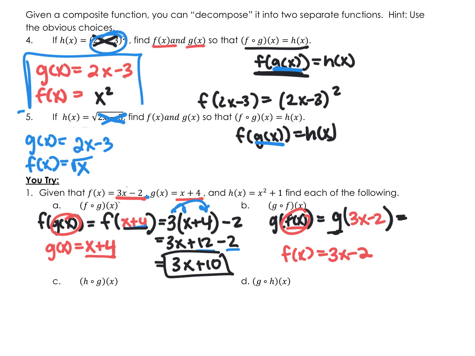So then we need to go to the g equation here, and wherever there's an x, we're going to replace that with 3x minus 2. So we start with the x, so we'll write down 3x minus 2 in here where the x is, and then we still have a minus 4. So the only simplifying here is just to combine like terms. So 3x minus 6.